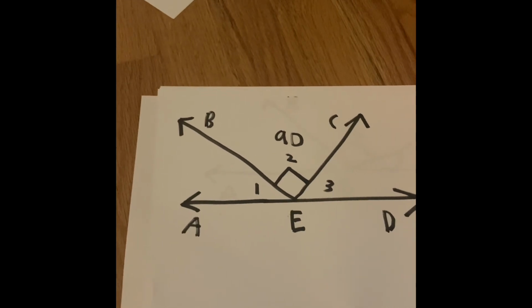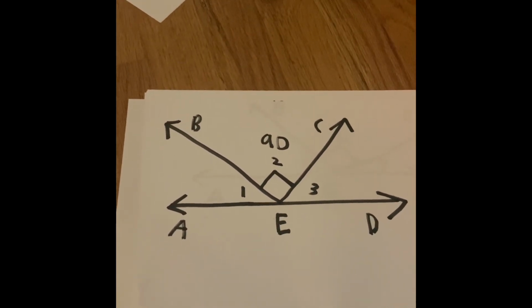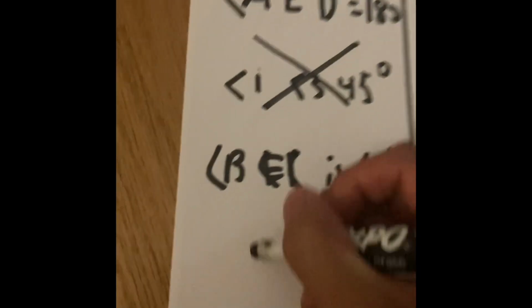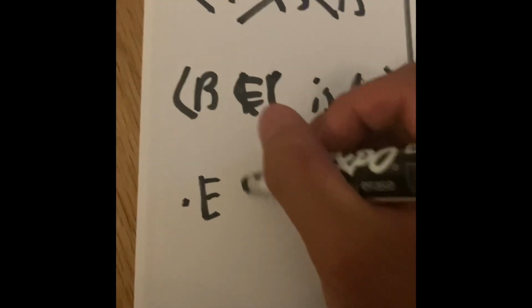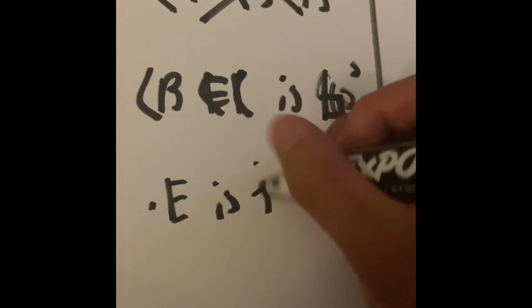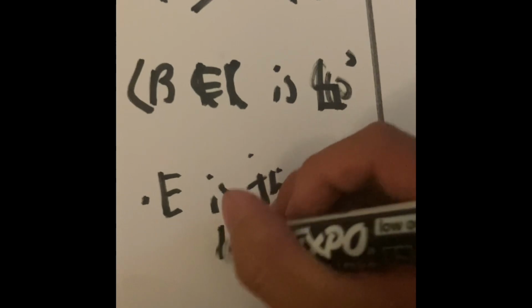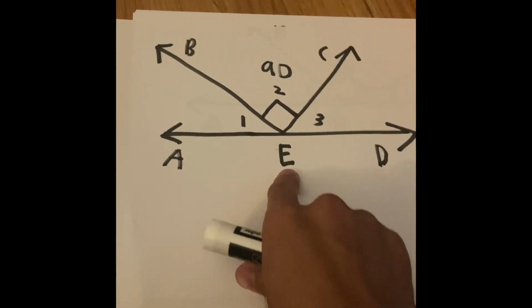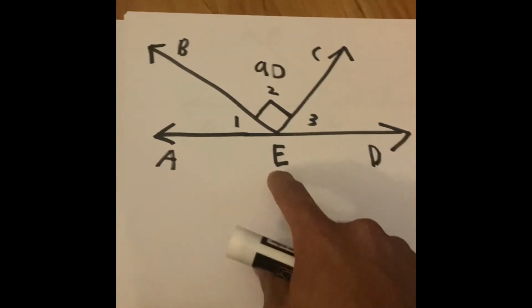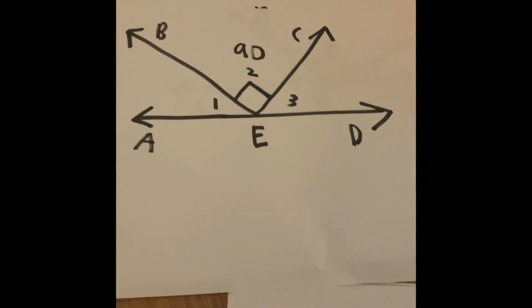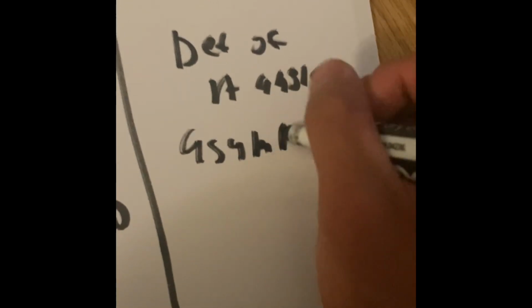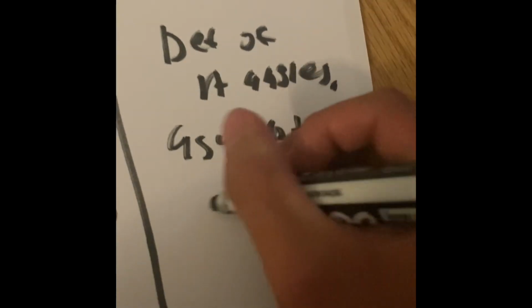What we could also say is that E is in the middle of A and D. Therefore, we can say that point E is in the middle of A and D. We can't assume that E is the midpoint because it was never given to us. But it is definitely in the middle of A and D. And we're going to say we got that because it was our assumption from the diagram.